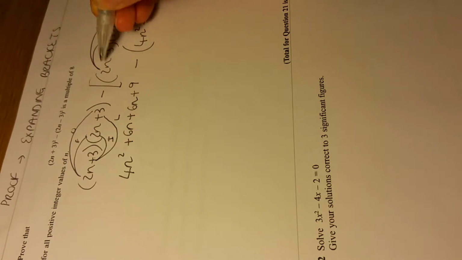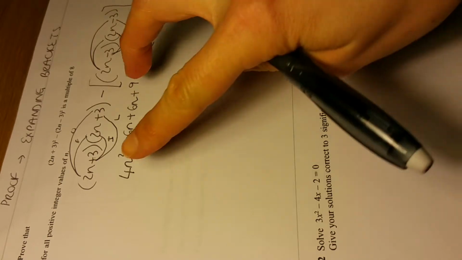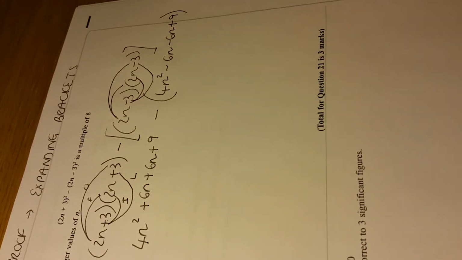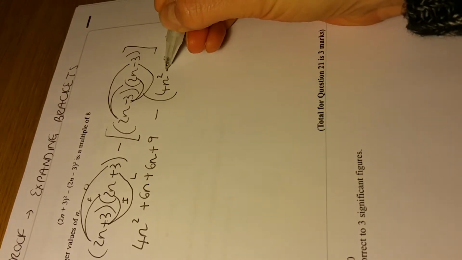And then we're taking away 4n squared, and I'm going to put a bracket here because I'm taking away all of it, minus 6n, plus times a minus is a minus, minus another 6n, and then minus times a minus is a plus, a positive 9. So it's this, take away all of this, okay? So I'll move it so you can see that there it is.